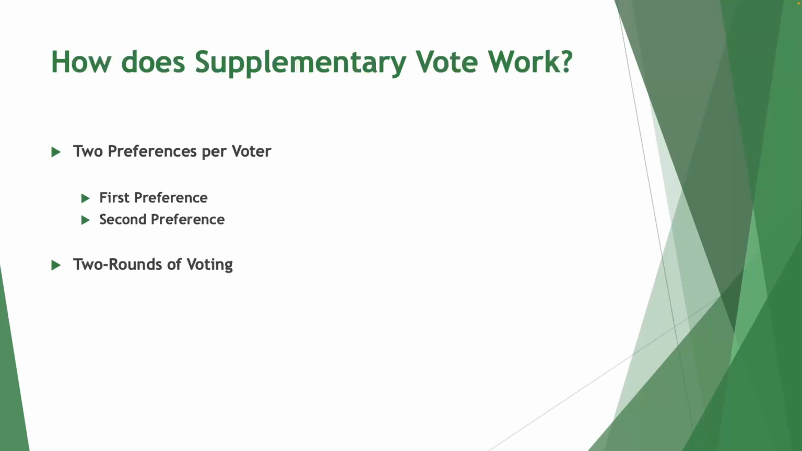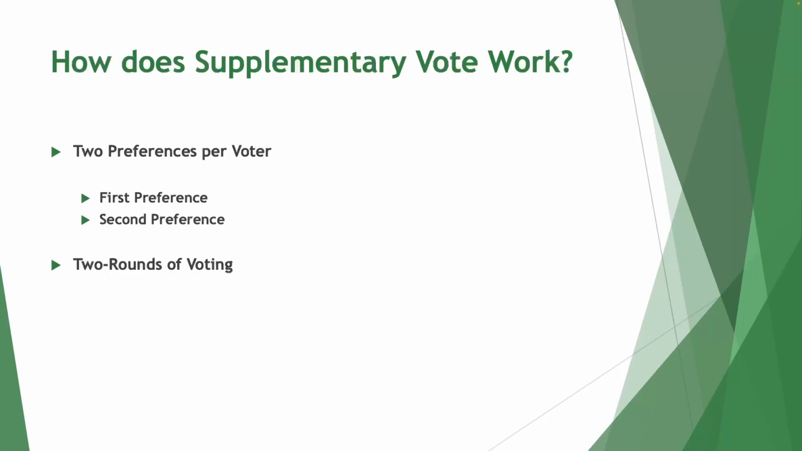And at this point, all of the second preference votes from those eliminated candidates are added to the totals of the 2 remaining candidates. And so from here, voters who choose a candidate who has been eliminated in the first round have their second preference vote transferred to their second choice candidate. That's why it is known as a supplementary vote. And so the candidate with the highest total in the second round of counting will then win the election.